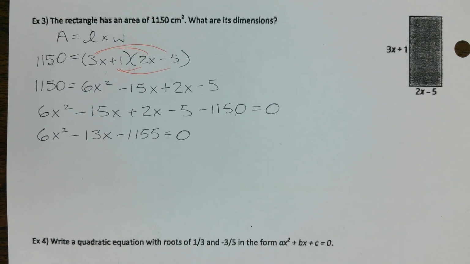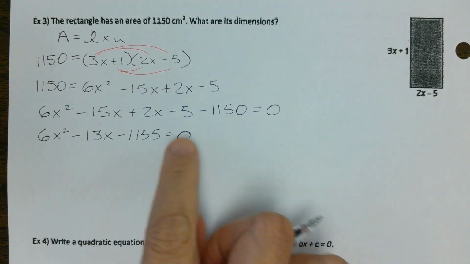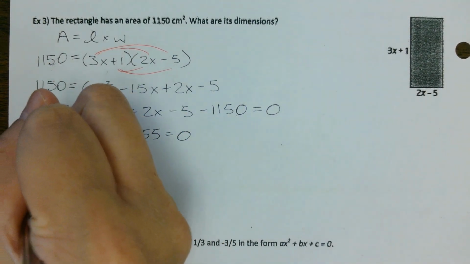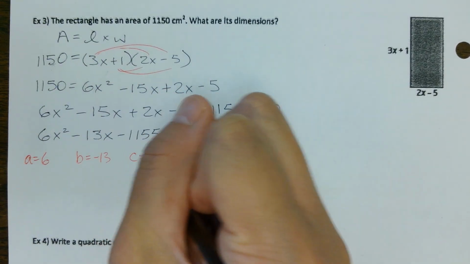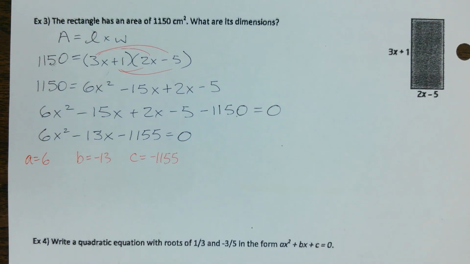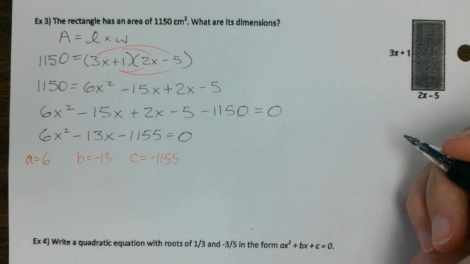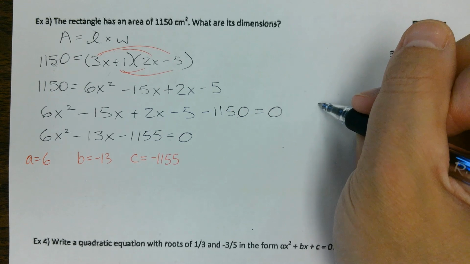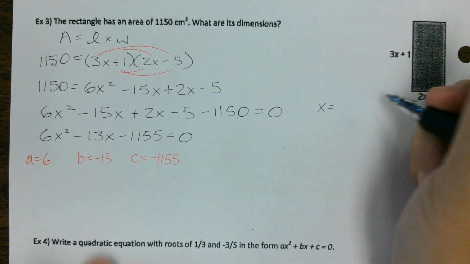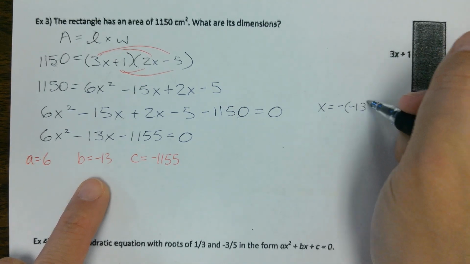Okay. So there we go. We have the standard form now. So A is 6, B is negative 13, C is negative 1155. All right, substitute it into your quadratic formula. So try it, substitute it in. Be careful with the negative signs.